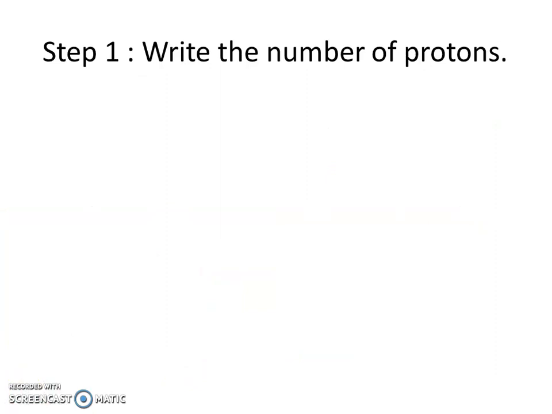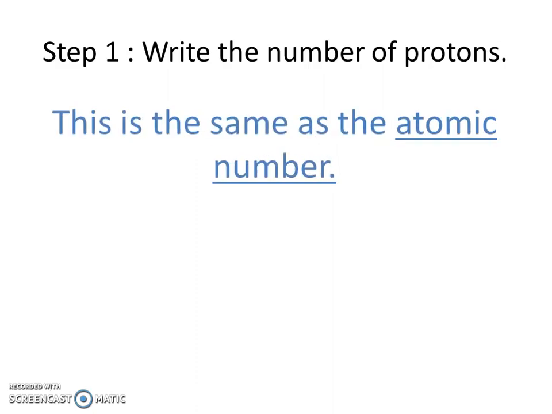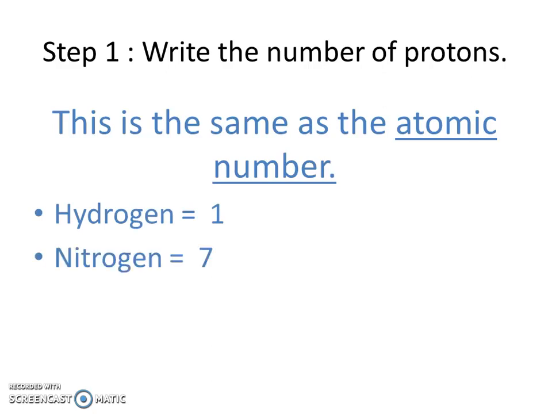So step 1 is to write the number of protons. So we look that up on the periodic table. So we're going to do 3 examples. We're going to look up hydrogen, nitrogen, and aluminum. So hydrogen, we find the atomic number is 1. Nitrogen, the atomic number is 7. And aluminum's atomic number is 13.